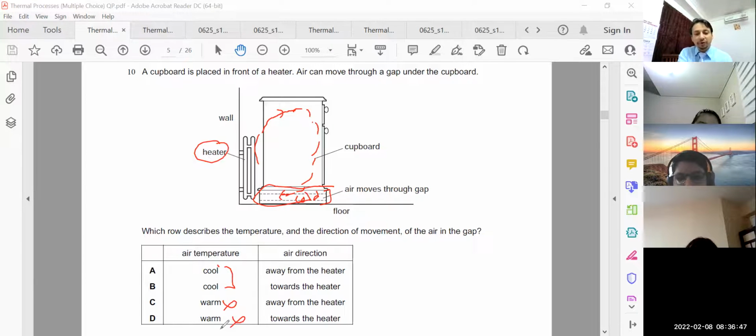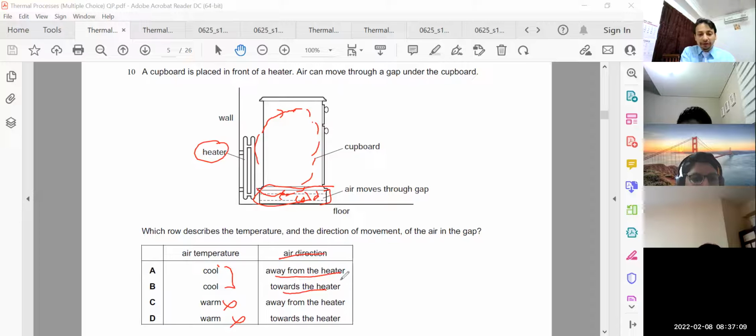Then you have to find out the air direction. Is it away from the heater or towards the heater? So the cold air is going towards the heater, and what the heater is doing is making the cold air convert into hot air, and as it gets heated, its density decreases and then it moves upward or starts floating.